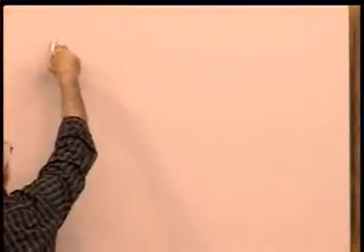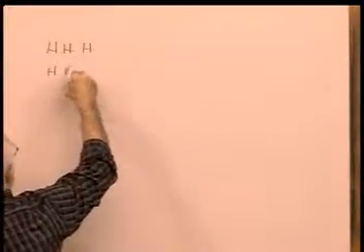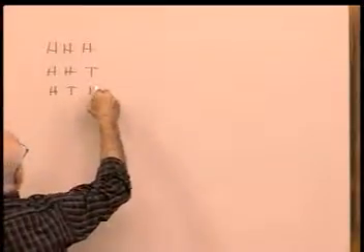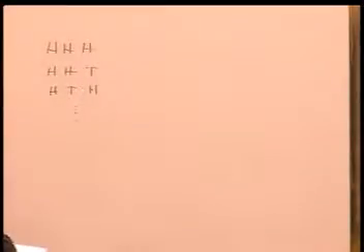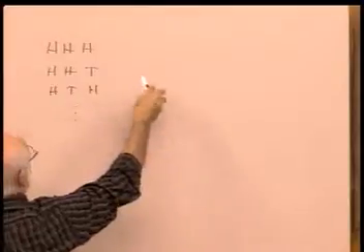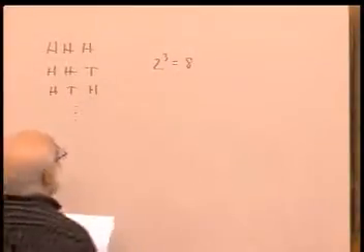You can toss three times. You can get H, T, H, T, H, and so forth. How many points are there in that sample space? Well, there are two possibilities here, two possibilities here, two possibilities here. So there are 2 cubed, or 8 possibilities.